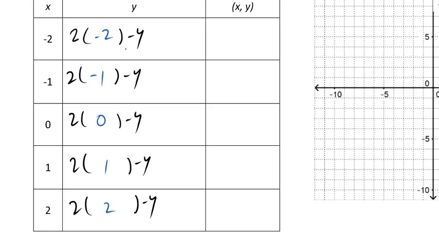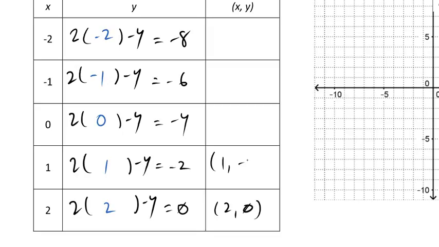2 times -2 minus 4 is -4 minus 4, which is -8. 2 times -1 minus 4, -2 minus 4 is -6. 0 minus 4 is -4. 2 minus 4, positive 2 now, is -2. And 4 minus 4 is 0. So I got -2, -1, 0, 1, 2. 0 is my x, -4 is my y, -1, -6, and -2, -8.